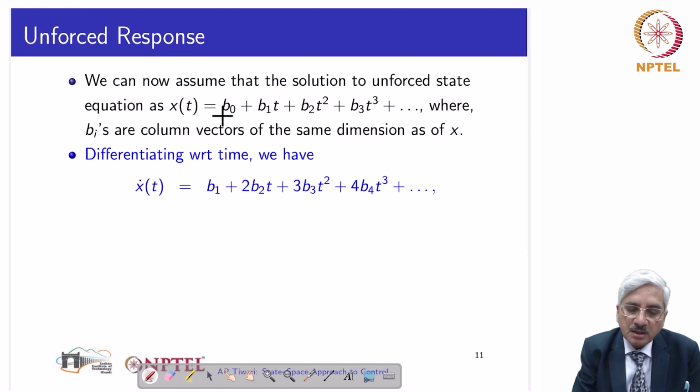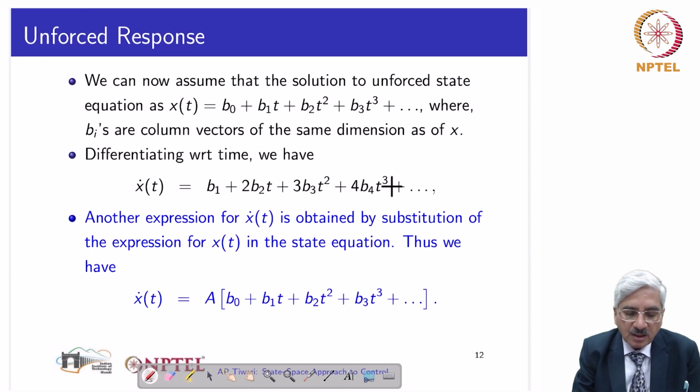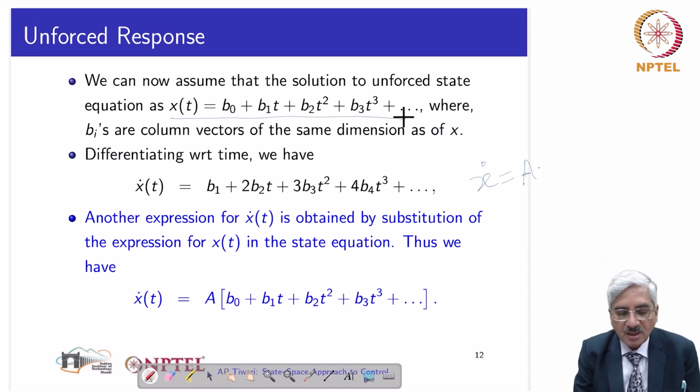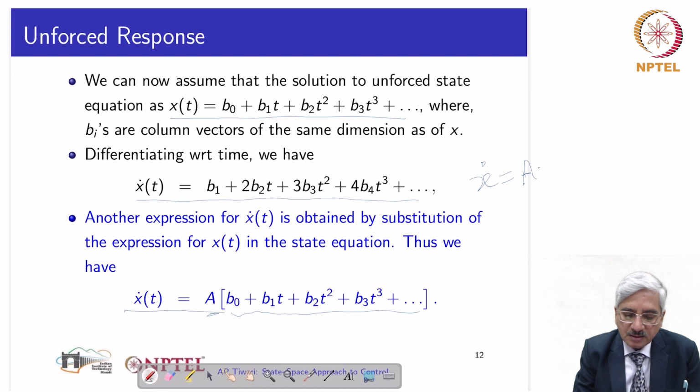So x dot becomes differentiation of b0 is 0, and b1 t will give b1, b2 t square will give 2 b2 t, and so on. So we have this, and we have x dot equal to Ax. In that, x dot equal to Ax, we substitute x as this assumed solution. So we will get A into b0 plus b1 t etc. Now we have two expressions for x dot. One is this and other is this.